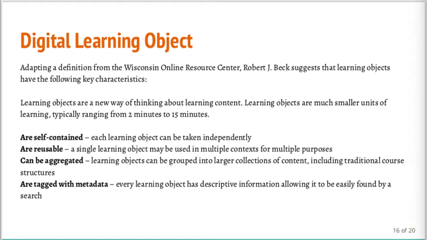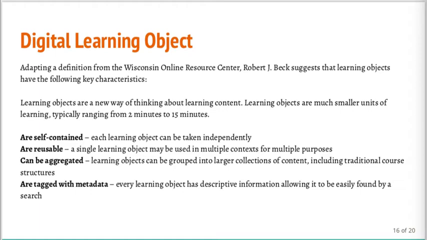Self-contained means each learning object can be taken independently. Reusable means a single learning object may be used in multiple contexts for multiple purposes. A digital learning object can be aggregated, which means it can be grouped into larger collections of content, including traditional course structures, tagged with metadata. Every learning object has descriptive information, allowing it to be easily found by a search.